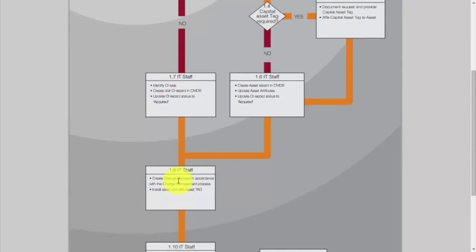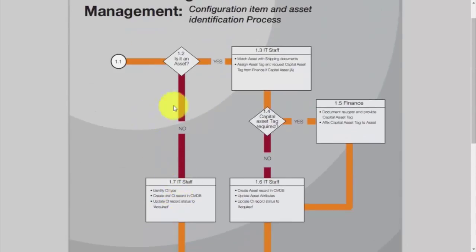But before we go any further, let's go back up. If the answer to the question is that it is not an asset, it immediately moves to step 7. This is a configuration item. And so the IT staff is responsible at that point for identifying the configuration item type and then creating a draft configuration item in the Configuration Manager database and updating the status to acquired. So essentially the difference here is simply configuration item versus asset.